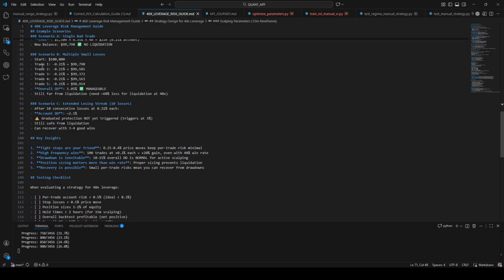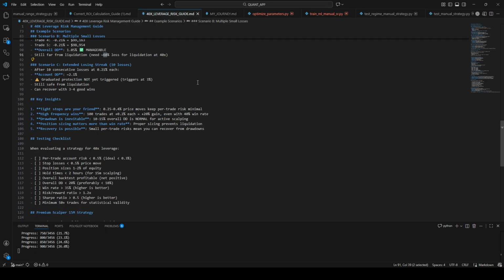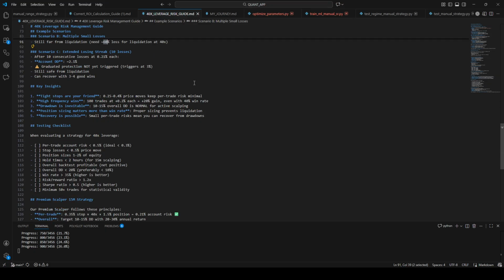Start 100,000 minus 21, minus 20, 021, 021, so it goes down every time. So overall drawdown in 5 trades, 1.05, is manageable, still far from liquidation, needs 60% loss for liquidation at 40x, and that is actually 50% I think, but I'm not gonna argue at this point with AI because I think he's better at math than me.